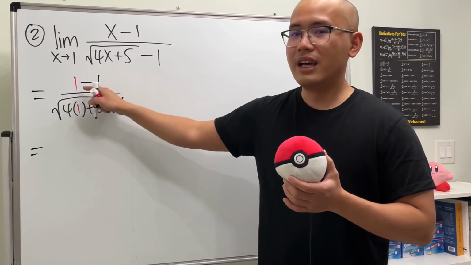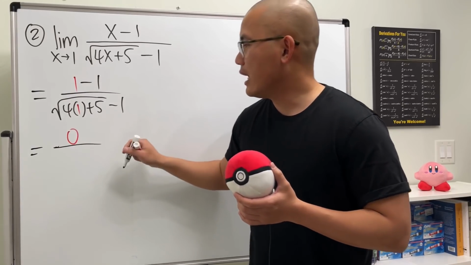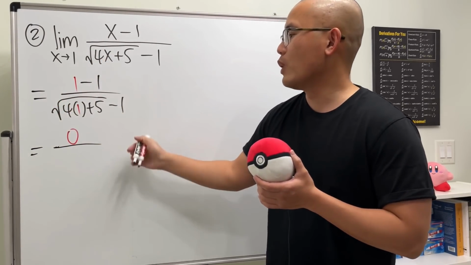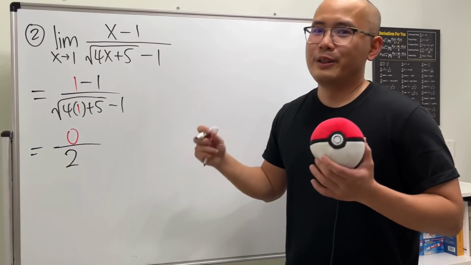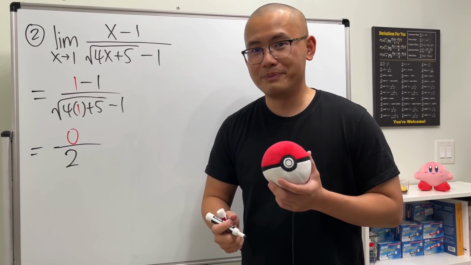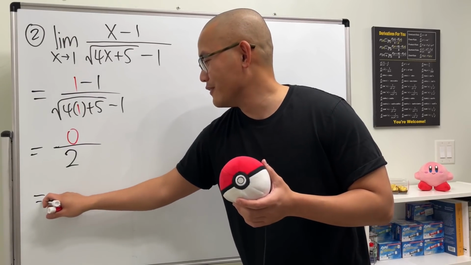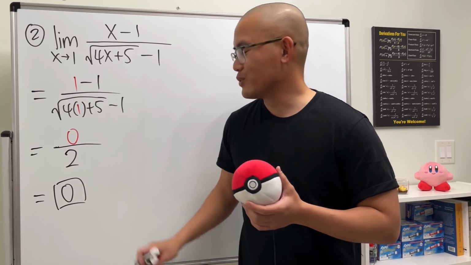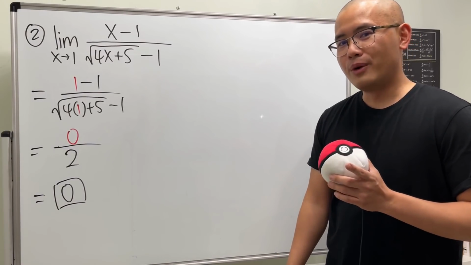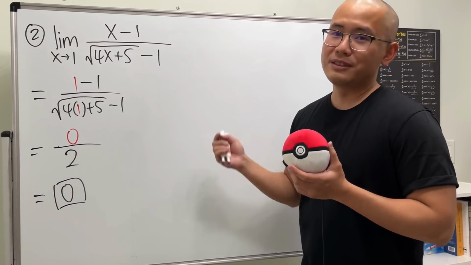On the top, we get 0. That's good. On the bottom, this is 9 in the square root, which is 3. 3 minus 1 is 2. Now, what is 0 divided by 2? 0! Yes. So in fact, this is actually the easiest one on the handout. But it can cause you trouble if you just multiply the top and bottom by its conjugate.